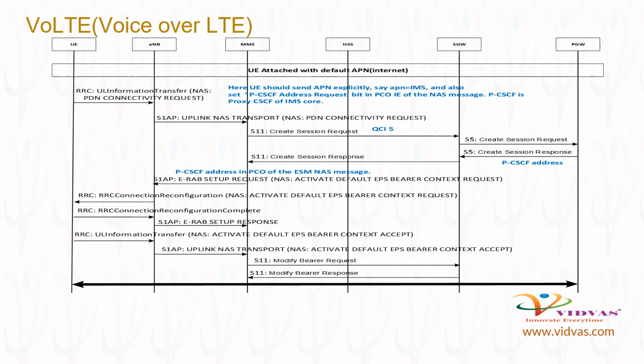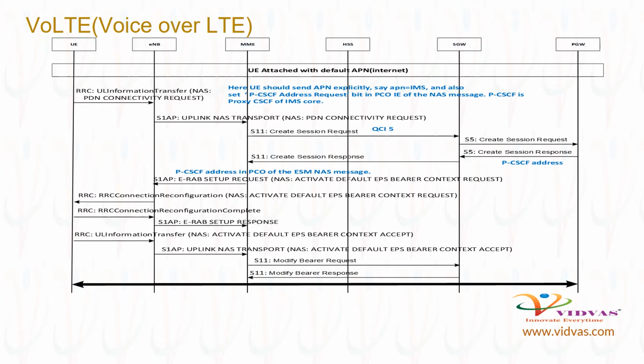Assume UE is already registered in LTE and has a default PDN connection for the APN Internet. Here we discuss how UE establishes a second PDN connection for the APN IMS. UE sends NAS PDN connectivity request for the APN IMS. UE enables the PCSCF address request bit in the protocol configuration option IE of the NAS PDN connectivity request message. Here, PCSCF is the proxy CSCF of IMS core.